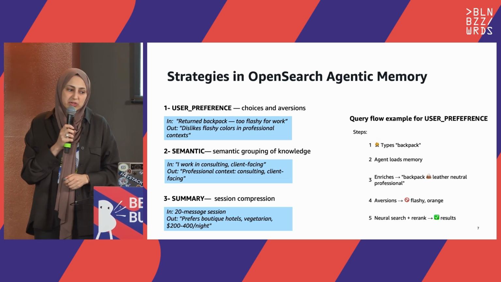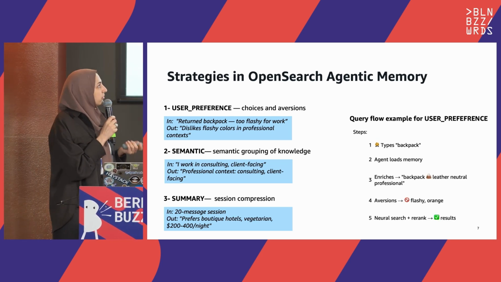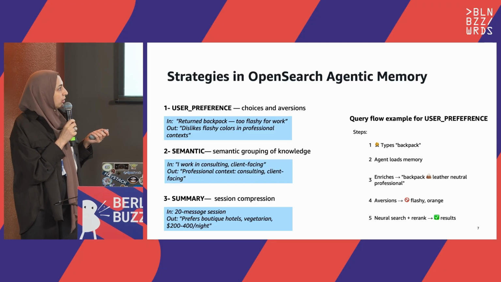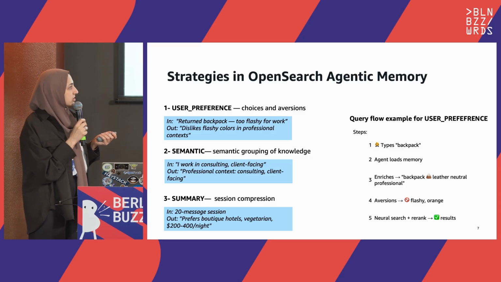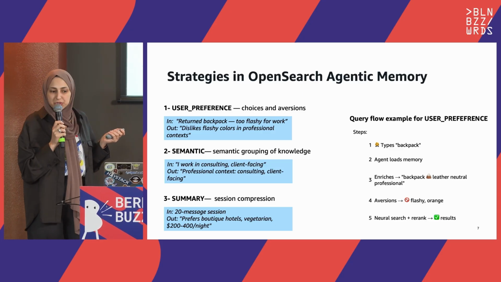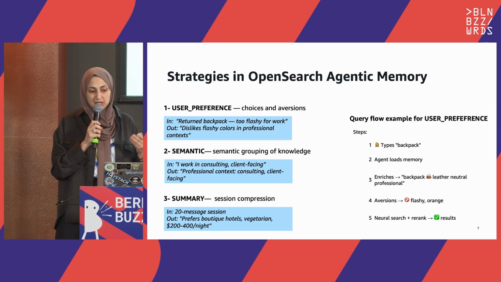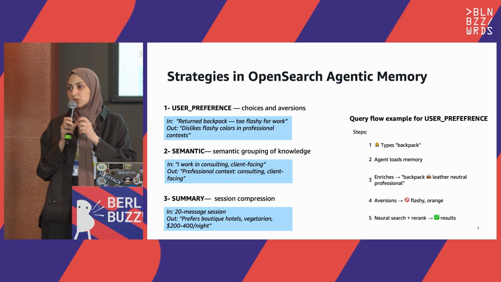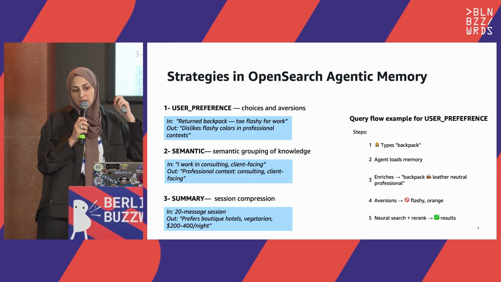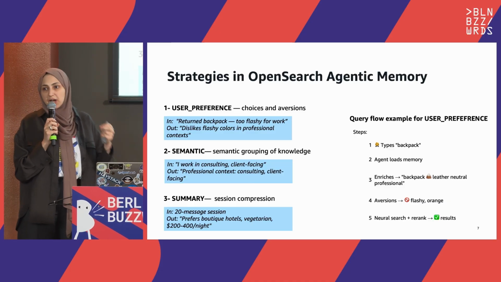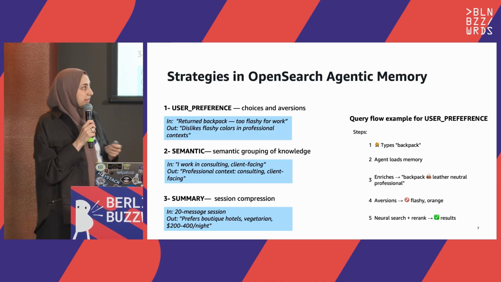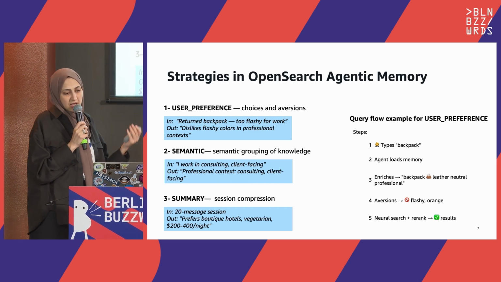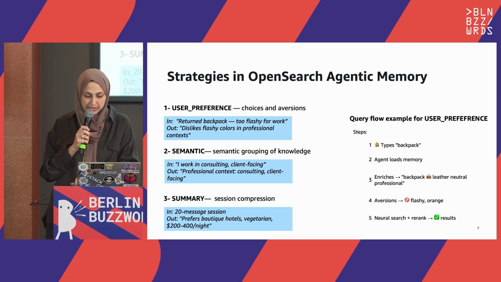If we take the user preference approach, this is how it works in real life. In the first step, the user types backpack. Then the agent will load the user preferences memory and automatically enrich the user query with these preferences. Let's say backpack becomes backpack, leather, neutral, professional, and it will also detect the aversions, like this person does not like flashy orange colors for a work environment, for example. And then you can run your search, like using neural search with OpenSearch, add the ranks, etc., to retrieve the personalized results.